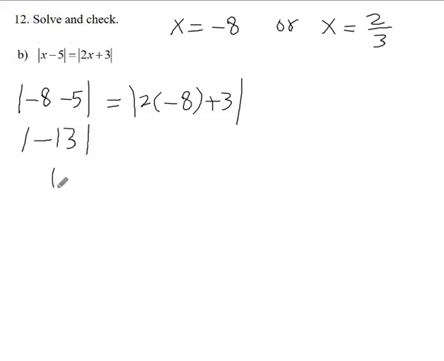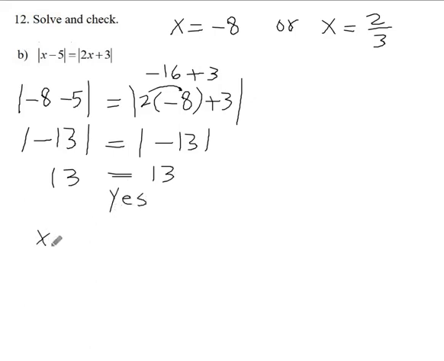So on the left hand side you get 13, and here you get 2 times minus 8, minus 16, plus 3, so that gives me absolute value of minus 13. Yep, that's 13 also. Yes, x is equal to minus 8 is one solution. We're going to do the same thing with the other one.